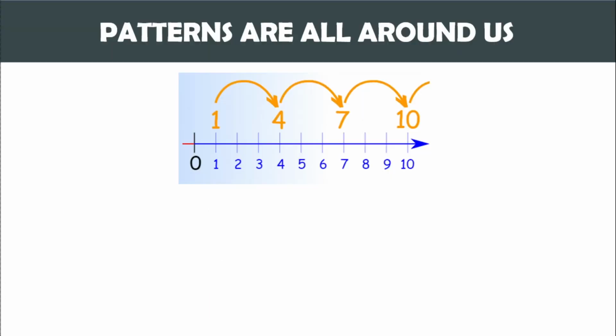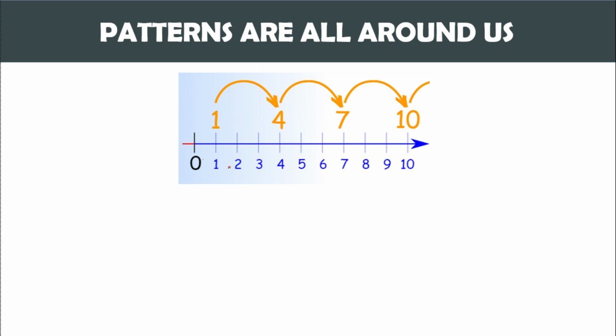Patterns are all around us. There are so many patterns that we could find everywhere. It can be shapes, colors, and even numbers. So here we have an example of a pattern. This is a number line.